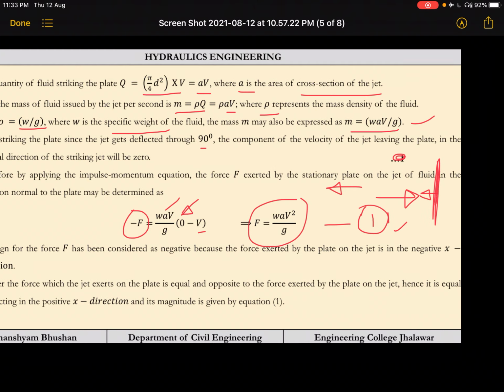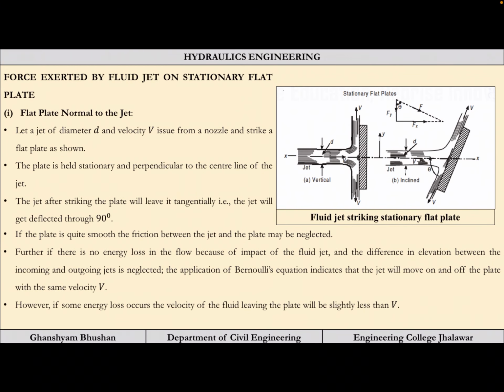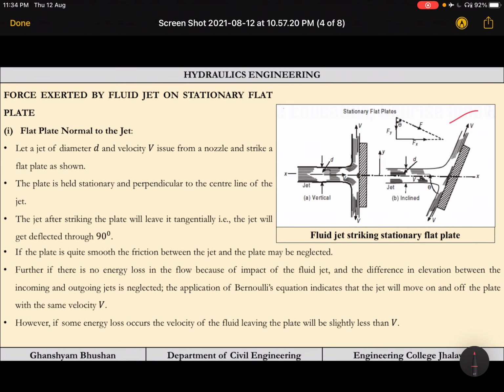So this was our first case. Now let us try to discuss the second case. What if the plate is inclined at an angle of theta? So this is your second case, where the plate is inclined.